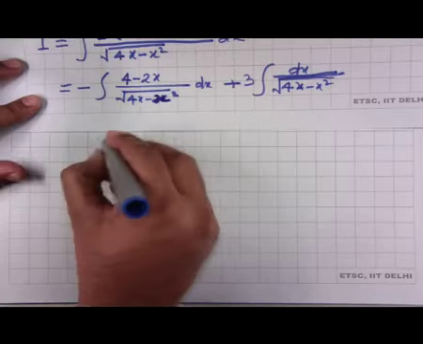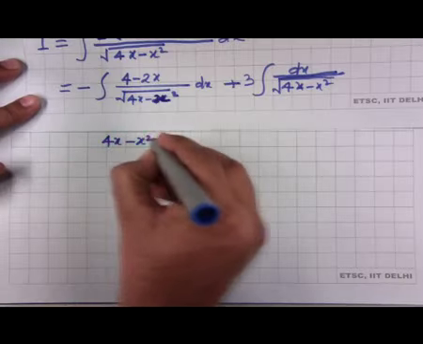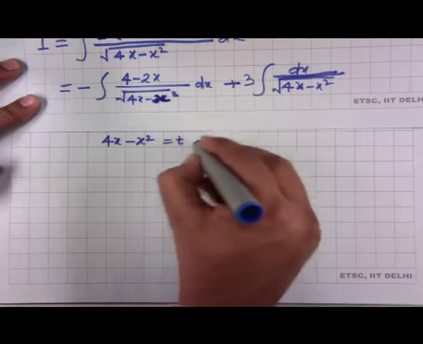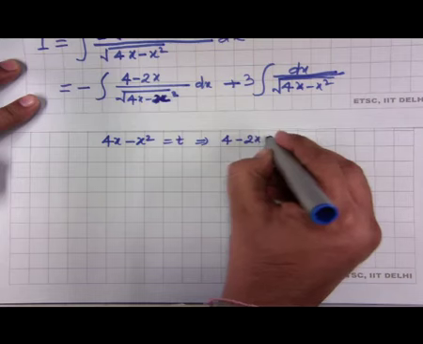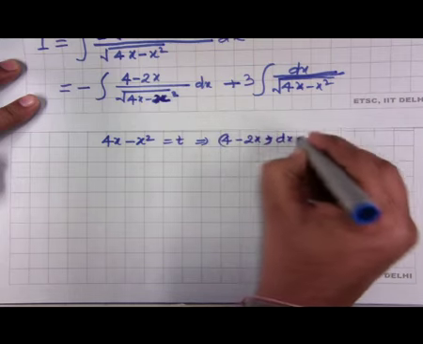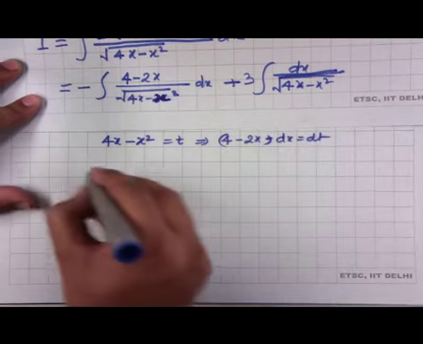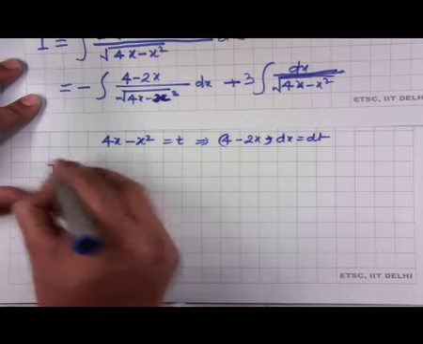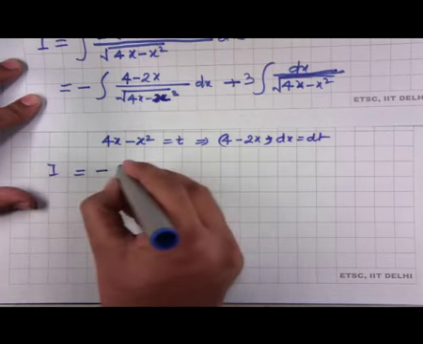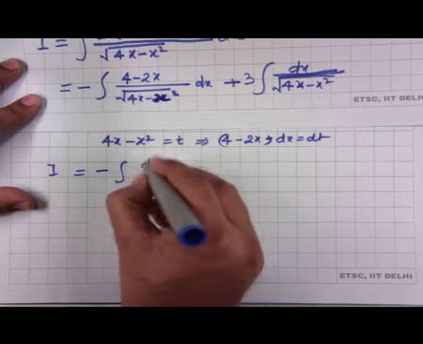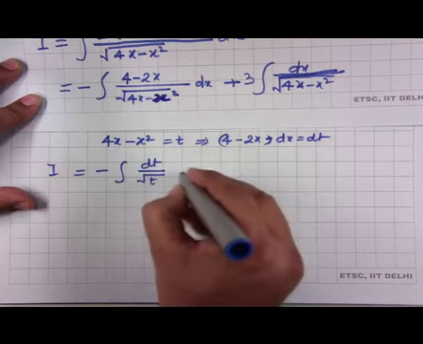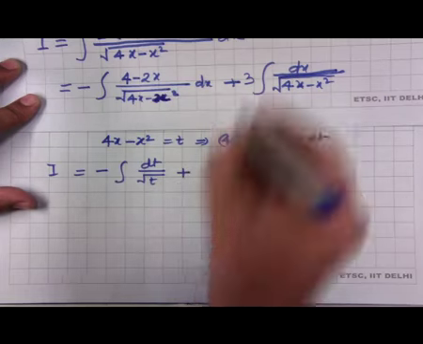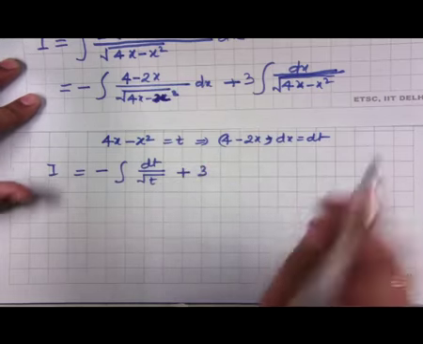So, 4x minus x square equals t, so that 4 minus 2x dx equals dt. In the first integral it turns out to be minus the integral of dt over square root of t, plus 3 times the second integral.